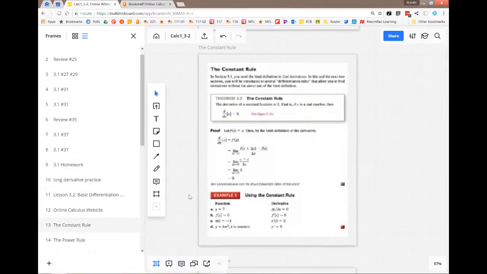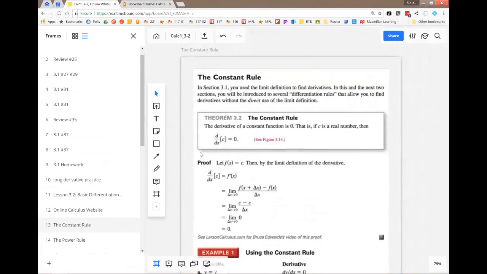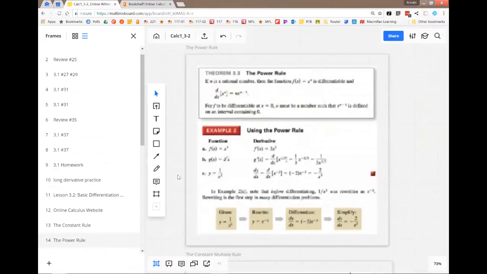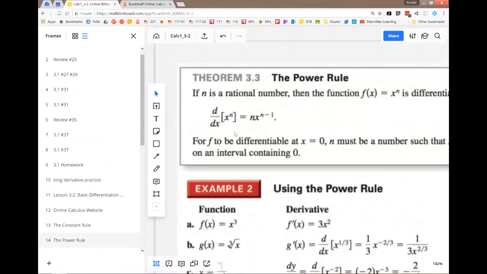So the first rule was called the constant rule. And the constant rule says, hey, if you take the derivative of a constant, it's always zero. Okay, and we showed why that was true. The second one is called the power rule because it deals with x to different powers. And you can see when we take the derivative of x to a power, what? You take that power n, bring it out in front and multiply the entire expression by that, leave x and reduce the power by 1. Okay?